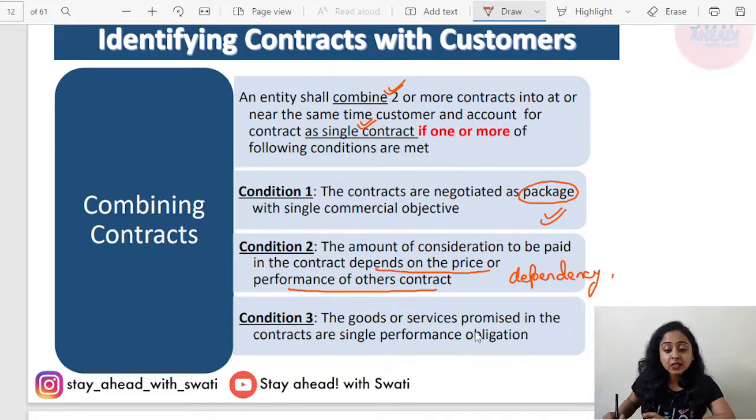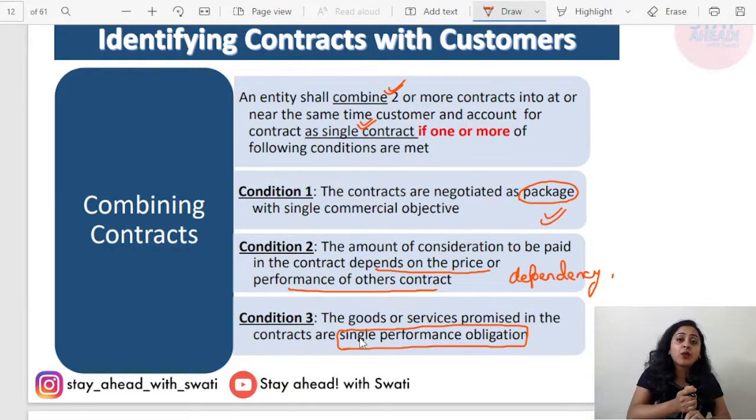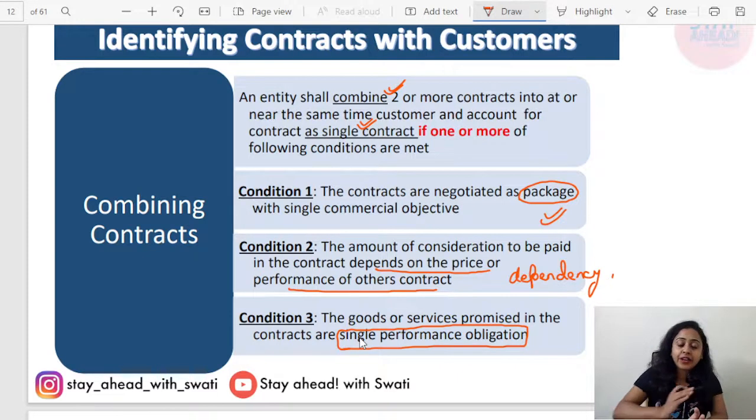Third, the goods and or services promised in the contracts amount to a single performance obligation. This means that if we combine the multiple contracts, there is one final single performance obligation, that is, one particular asset, goods or service has to be transferred. There is only one sole responsibility when we aggregate these particular contracts. Then only combining contracts is allowed. Then only more than one contract can be shown as a single contract.